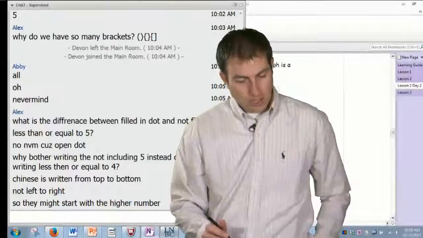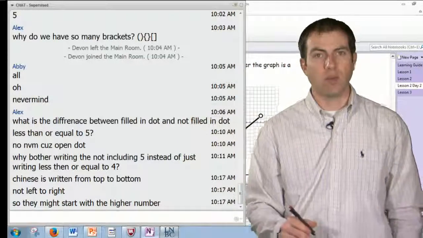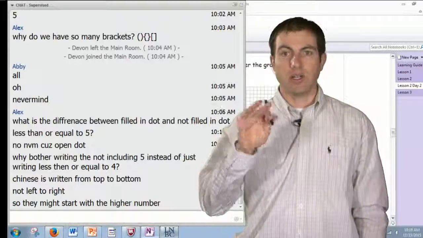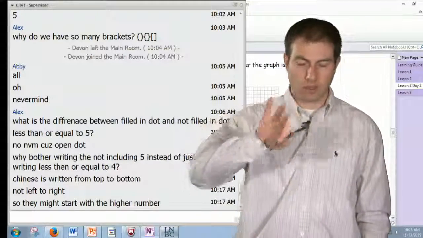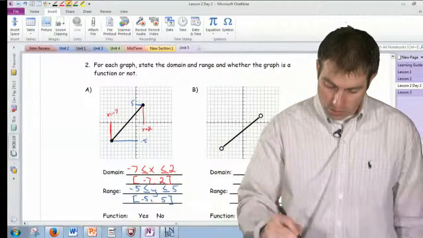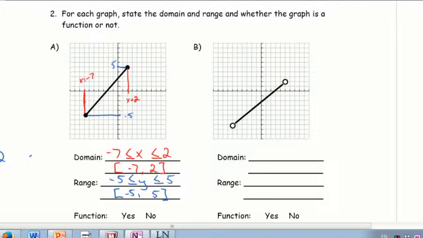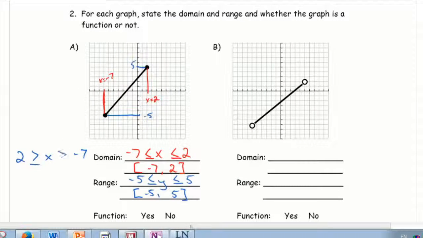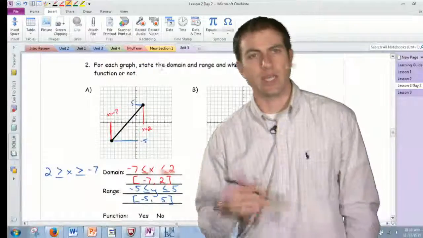So they might start with the higher number. You could, if you wanted, start with the positive number first, but then your greater than signs would just have to flip over. So they'd just be opposite of what they are. So although we probably wouldn't write it this way, we could go 2x and then negative 7, and then all of our x values are going to be like that. Does that make sense? Yep. So x would be between, so we can do greater than, less than, like that. But generally speaking, we always go with the negative to positive.